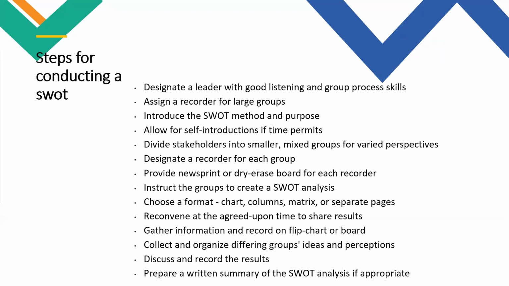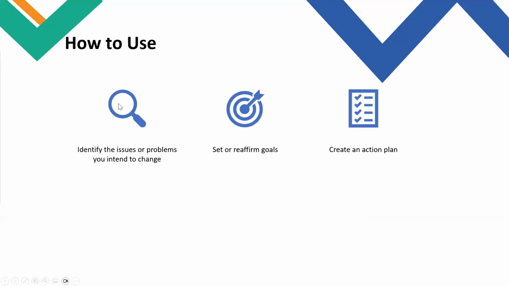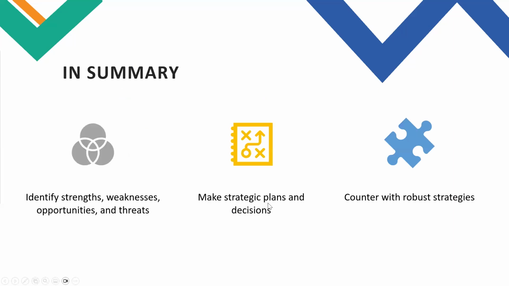Now, in our next slide, we look at identifying the issues and the problems that you plan to change. Better understanding the factors that affect your initiative puts you in a better position for action. This understanding helps you to identify the issues or problems that you intend to change. It also helps you to set, reaffirm, or reset goals. And the most important part, it helps you to create an action plan, because the most important part is creating the action plan and then following through.